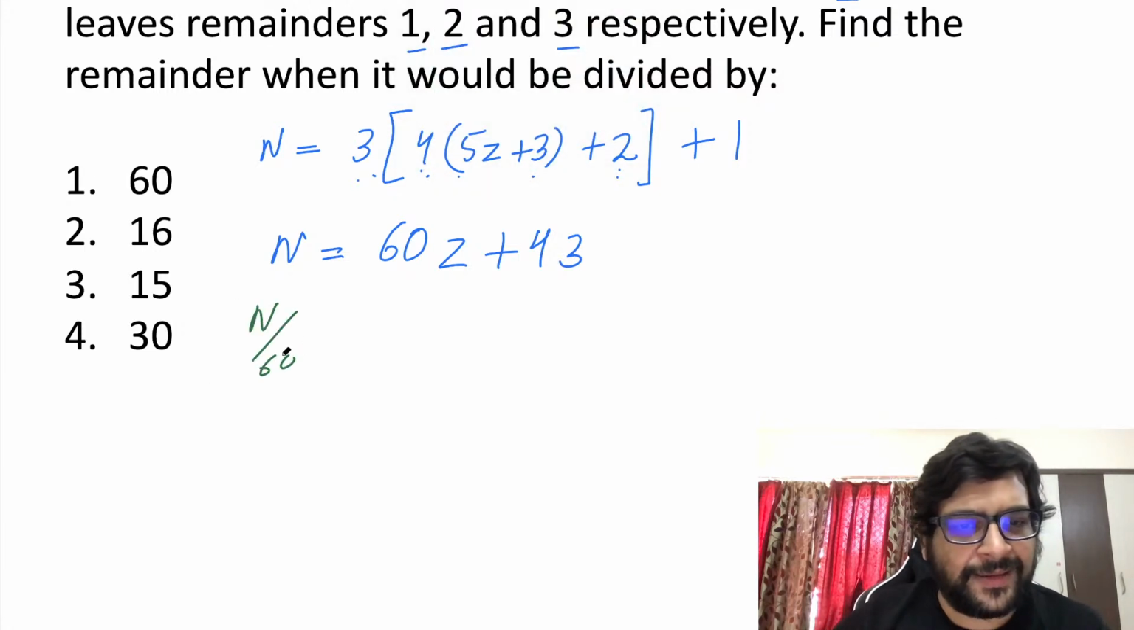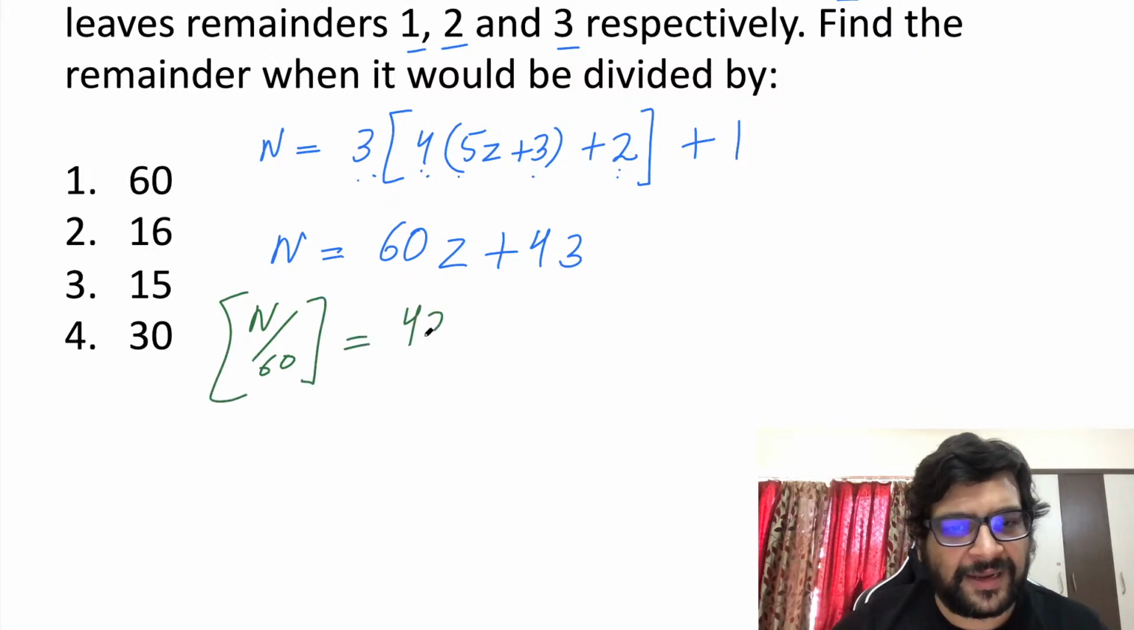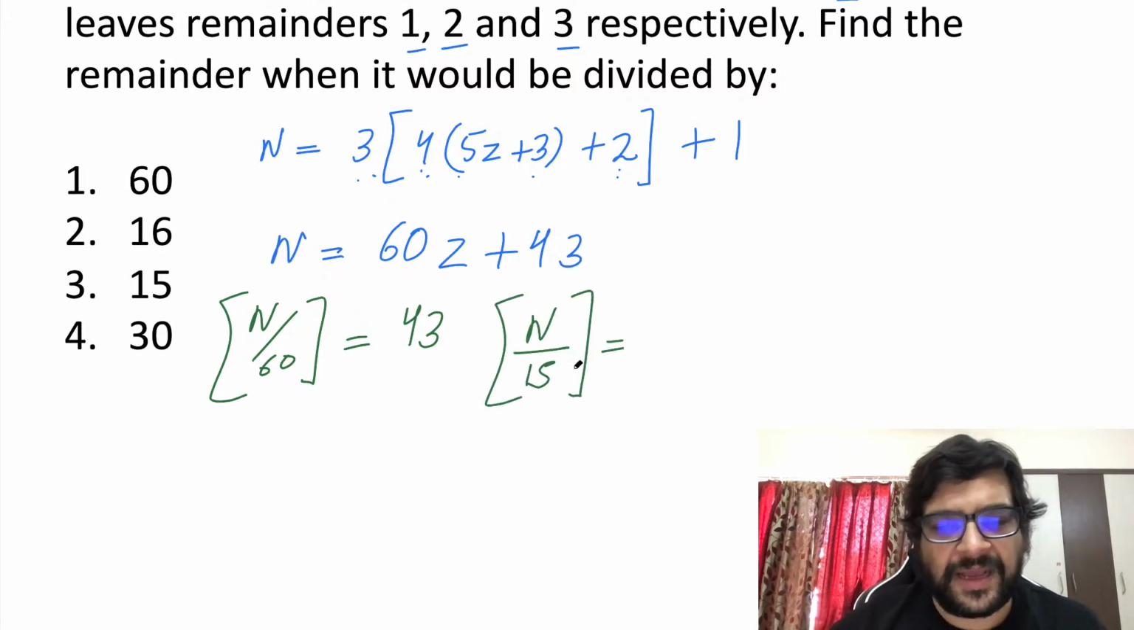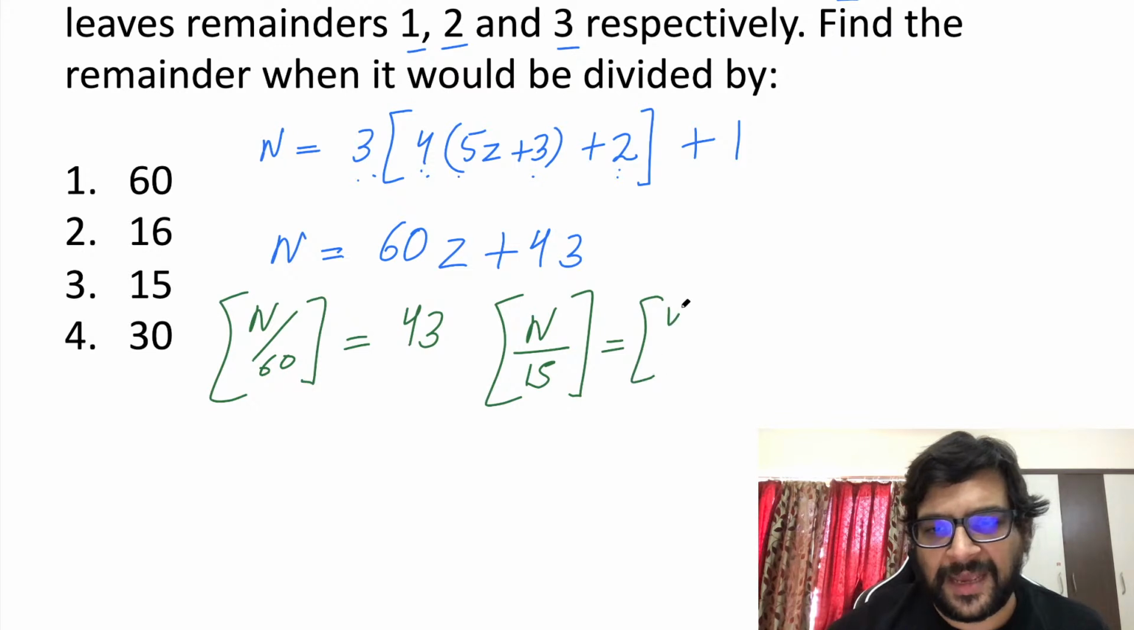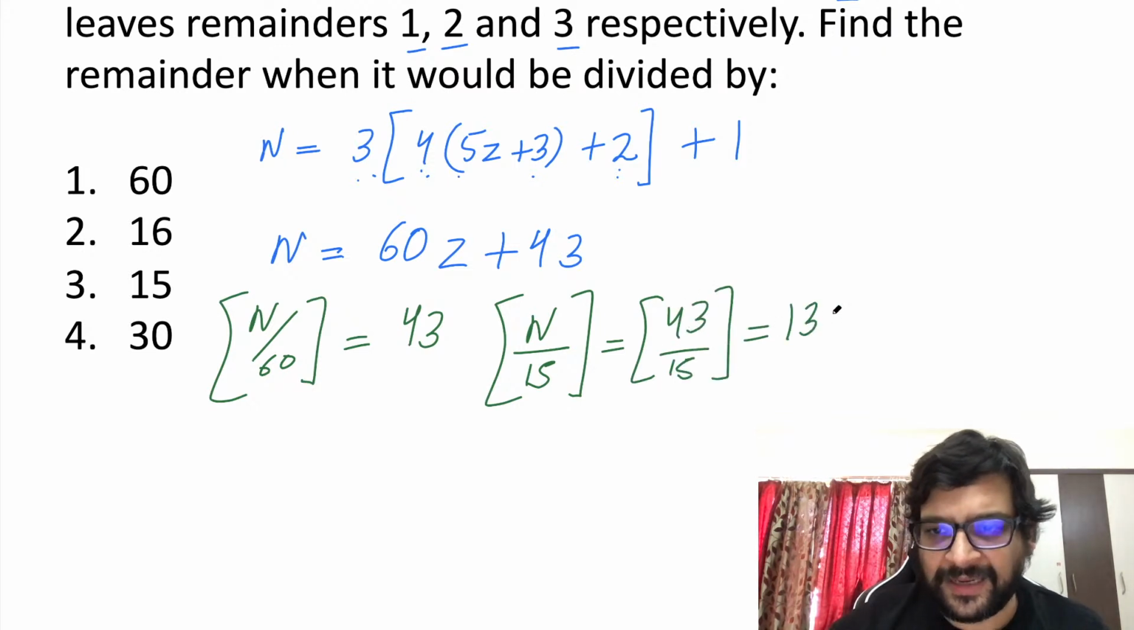Remainder of n by 60: 60z will be divisible. Remainder is 43. Remainder of n by 15: 60z is divisible, so that will be the same as remainder of 43 by 15, or 13.